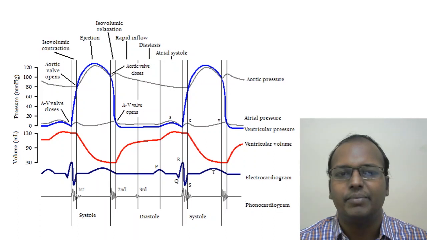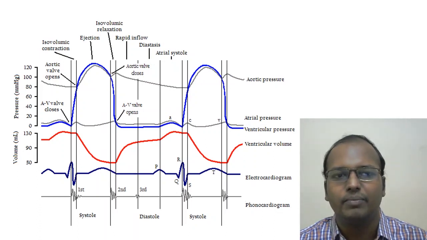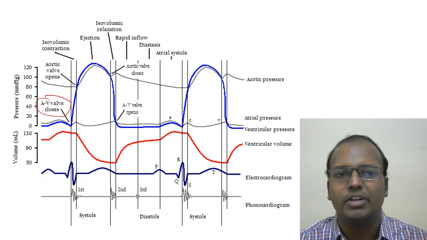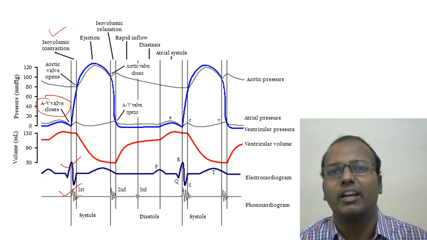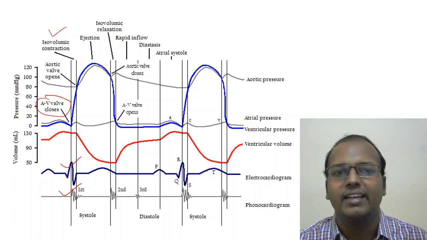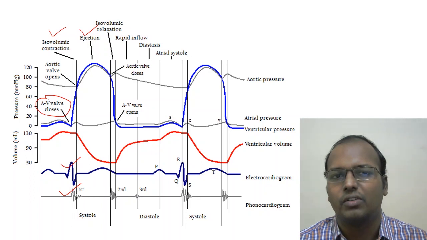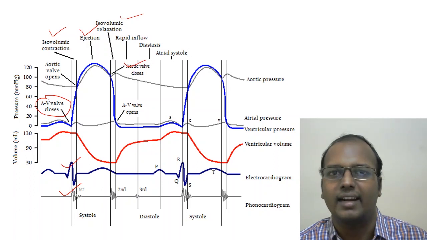This is the same picture which we discussed in the previous module. First is your AV valve closure. The atrioventricular valve is nothing but your mitral and tricuspid valve, which produces your S1. After this, there is an isovolumetric contraction phase, during which the volume in the ventricle remains the same, but the pressure increases. Then comes the ejection phase. After the blood gets ejected, when the aortic blood pressure becomes more than the ventricular blood pressure, the aortic valve will close. Then comes isovolumetric relaxation, where the volume in the ventricle remains the same, but the ventricle is relaxing.